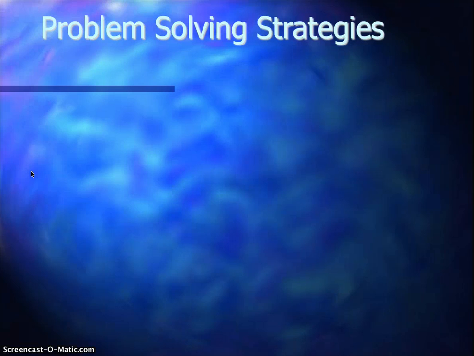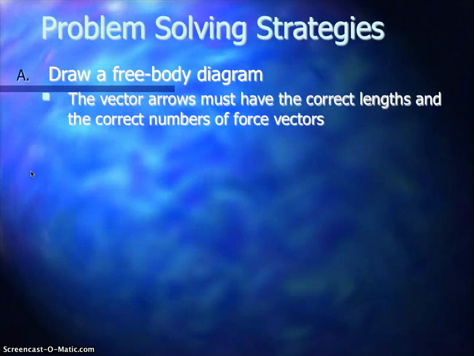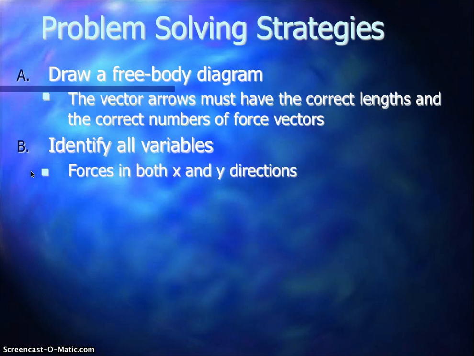So here are some problem-solving strategies. We'll go over this. Basically, you will draw a free body diagram, and the vector arrows must be of the appropriate lengths, showing the proportions of the magnitude of the forces. And then you should have the correct number of force vectors. Don't add additional force vectors if they don't belong. Identify all the variables by writing them down and encoding the values for each of the force vectors. Identify the forces in both the x and the y directions.